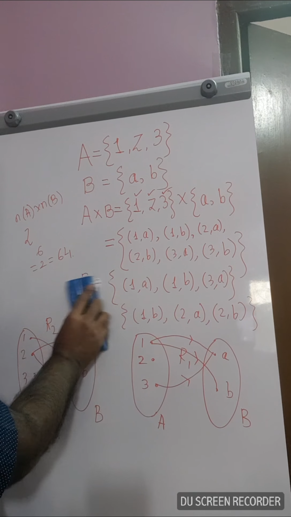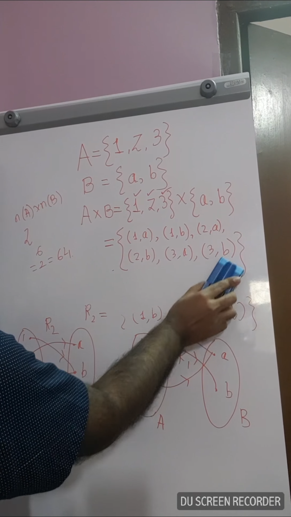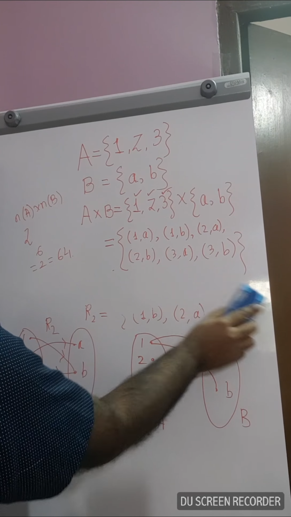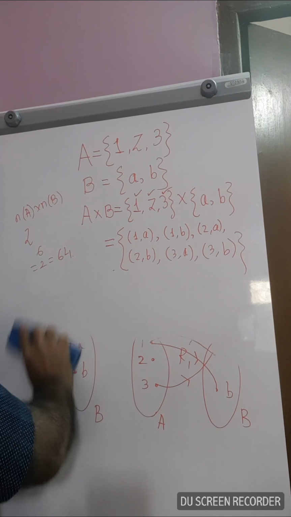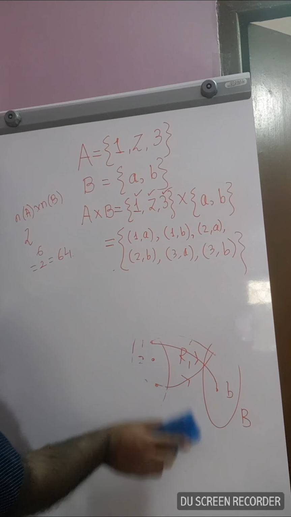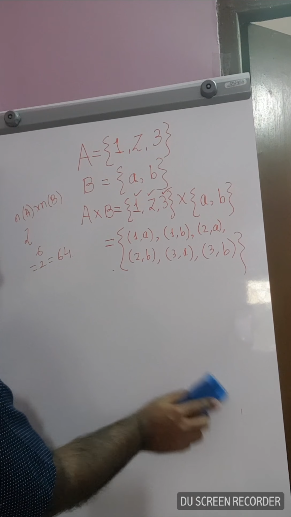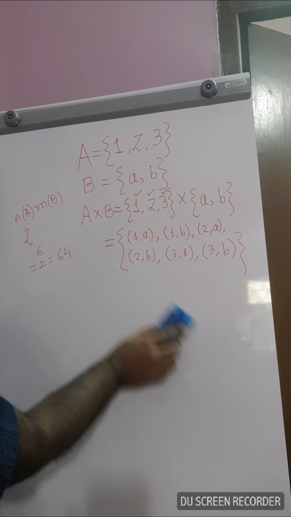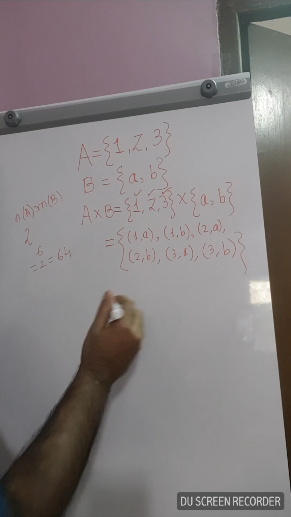So let me now illustrate a function with the same example of the sets A and B. The basic idea is the same, that we again consider a subset of A cross B, because every function is basically a relation. So they are nothing but a subset of A cross B. But while choosing this subset, we are to follow two particular restrictions. Let me illustrate this in terms of a diagram.